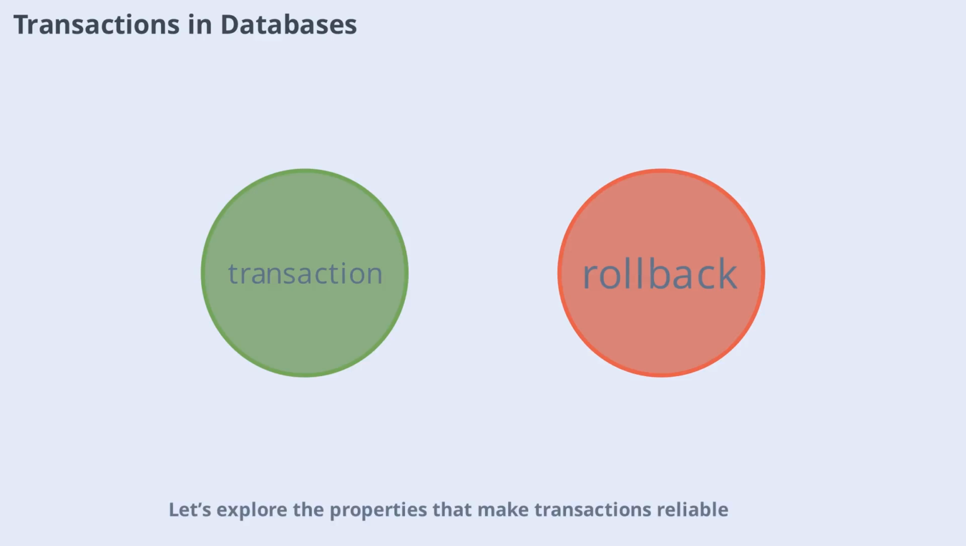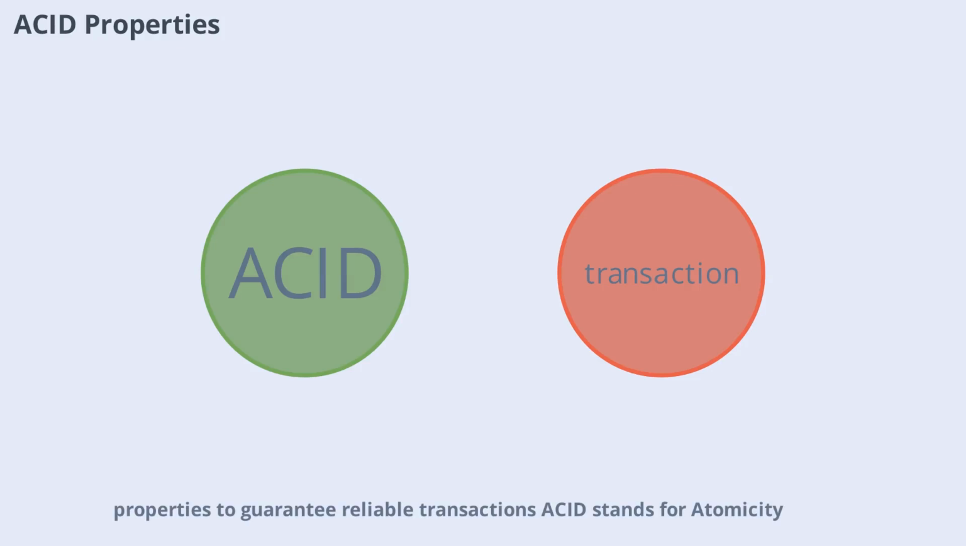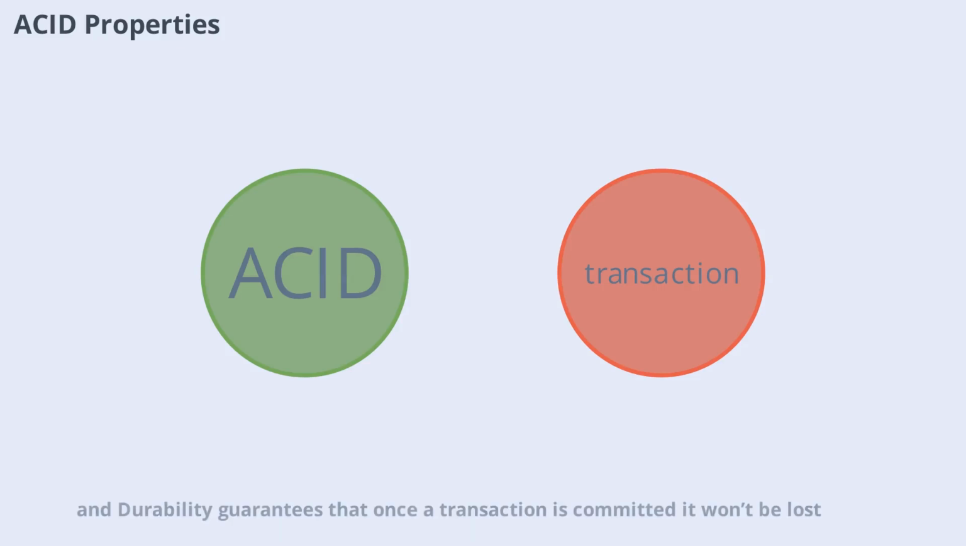Let's explore the properties that make transactions reliable. Traditional databases follow the ACID properties to guarantee reliable transactions. ACID stands for atomicity, consistency, isolation, and durability. Atomicity ensures that all steps in a transaction are completed or none at all. Consistency means the database remains in a valid state before and after the transaction. Isolation ensures that transactions don't interfere with each other, and durability guarantees that once a transaction is committed, it won't be lost. These properties are the foundation of trustworthy data management.